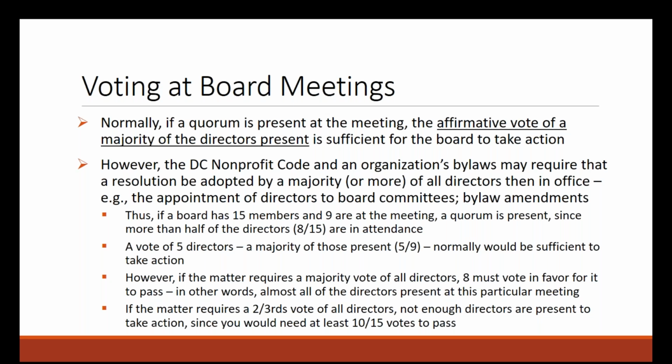So majority vote, okay for most matters, but your articles, bylaws, or the DC code might identify specific votes that require more than 50% of the quorum.